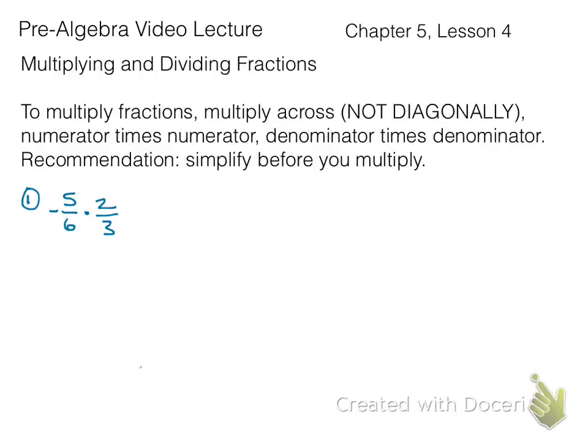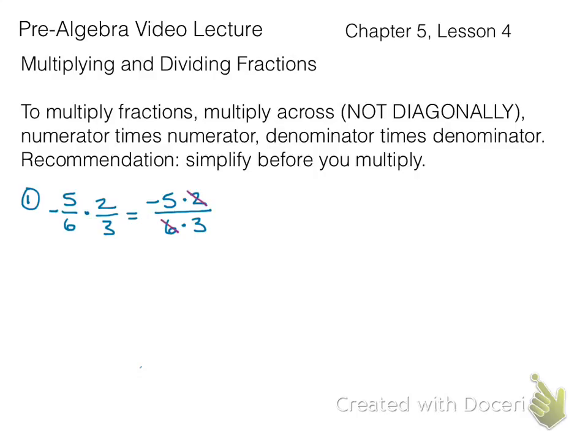Alright, so the first problem is negative 5/6 times 2/3. Well, that could be negative 5 times 2 over 6 times 3. Miss H, why did you choose the 5 to put the negative on? Well, it honestly doesn't matter. It could either go with the 5, or the 6. It doesn't really matter. It's your choice. You just got to remember that the negative is there.